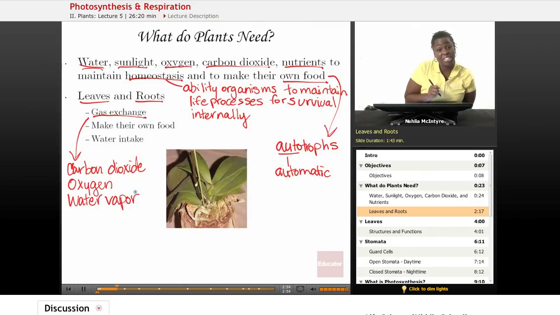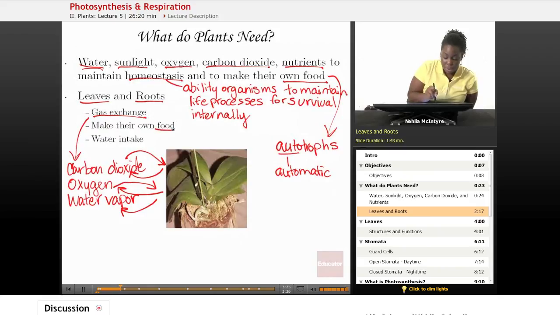The plants are exchanging gas between the internal part of the plant and the external part of the plant. So that gas exchange is occurring between the plant and the outside environment. So carbon dioxide is actually being taken into the plant and also being taken out of the plant. Same with oxygen. Oxygen is being taken into the plant, and oxygen is also produced and released out of the plant. And water vapor is also being released out of the plant.